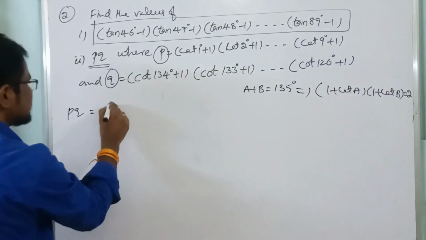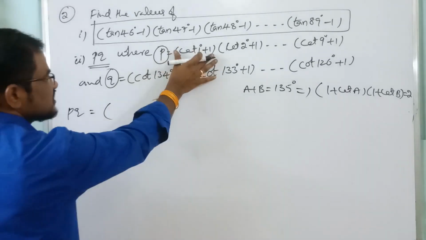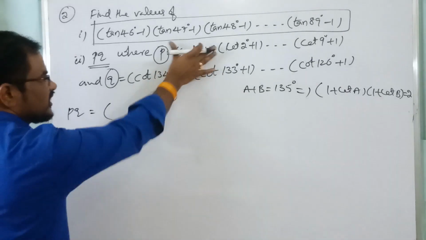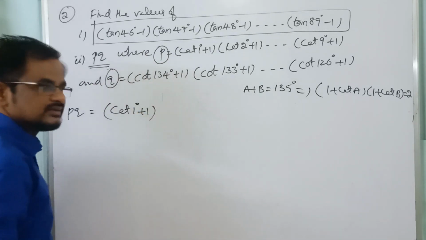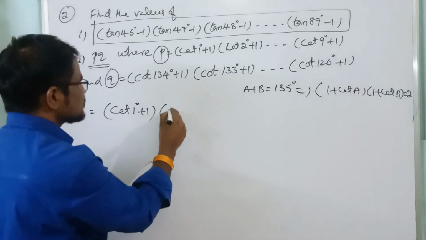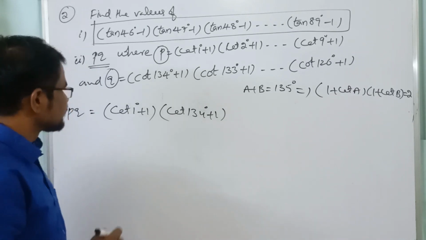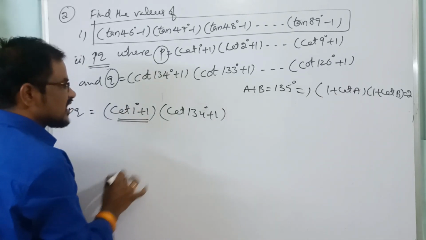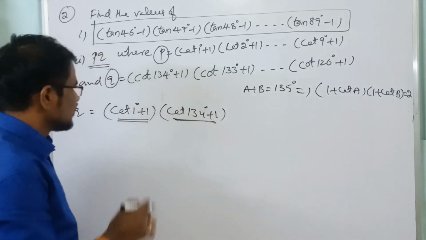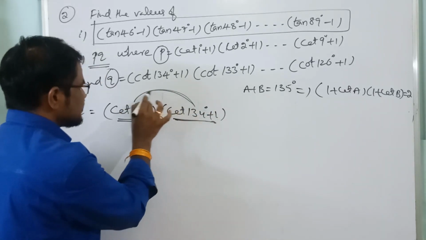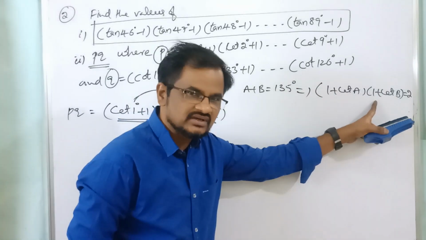Once you observe, from P we have to multiply these two terms, right? This factor with this one, this product with this product. So here it is cot 1 plus 1, and along with this one, cot 134 plus 1, if you take. So it is in the form of 1 plus cot A, 1 plus cot B, or cot A plus 1, cot B plus 1, whatever it may be. Here if you add these two, 1 plus 134 is 135, and it satisfies this condition.